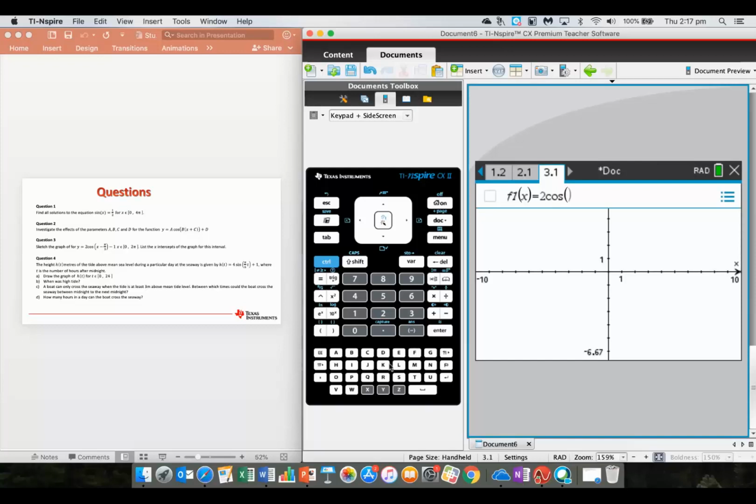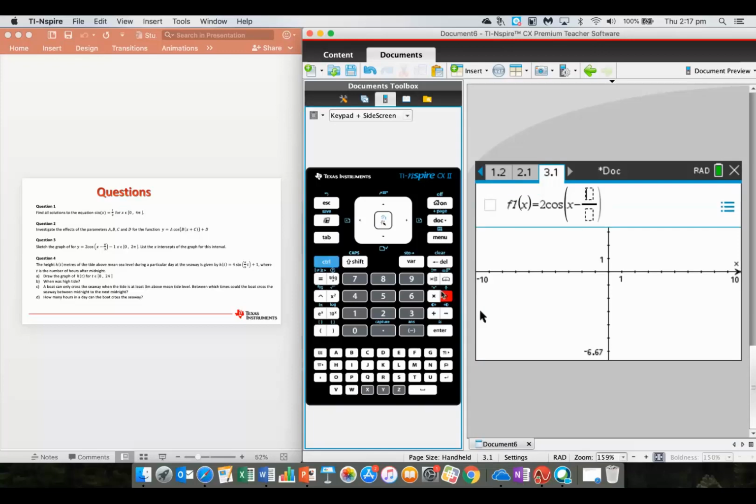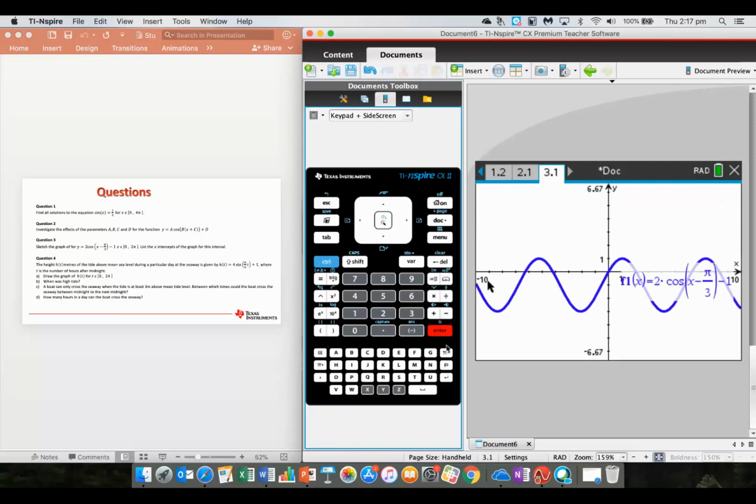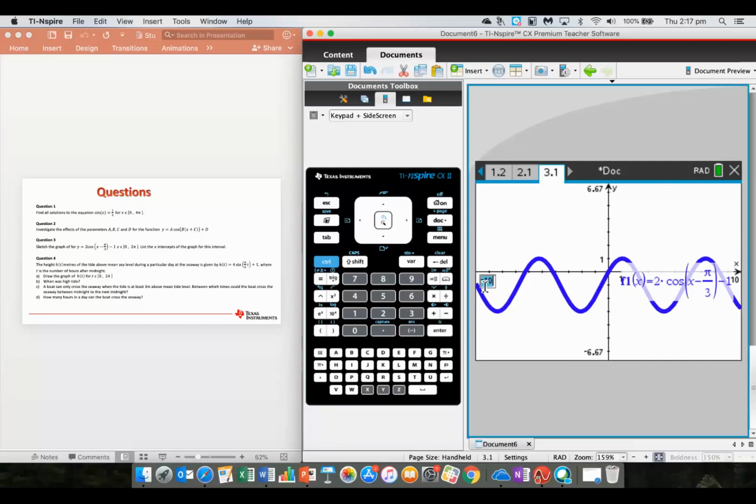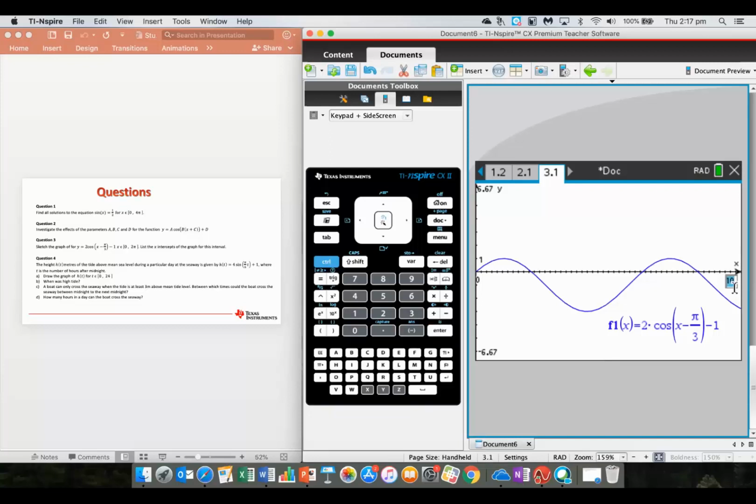x minus pi on 3, that's what I did on the previous one. So control divide, let's do pi on 3, right arrow, minus 1. And again, noting the domain is from 0 to 2 pi, so double click on the minimum value and make it 0, enter. Double click on the maximum x value, make it 2 pi, and enter. Right, so here is my graph, y equals 2 cos(x minus pi on 3) minus 1.